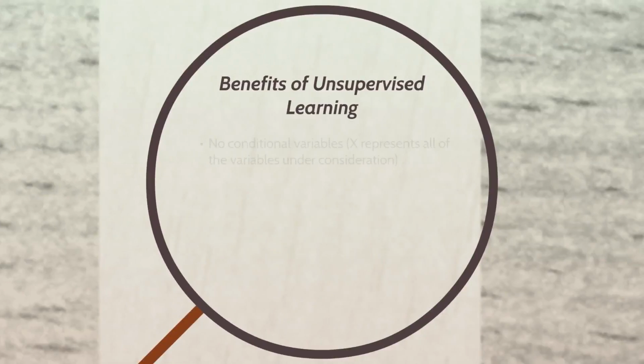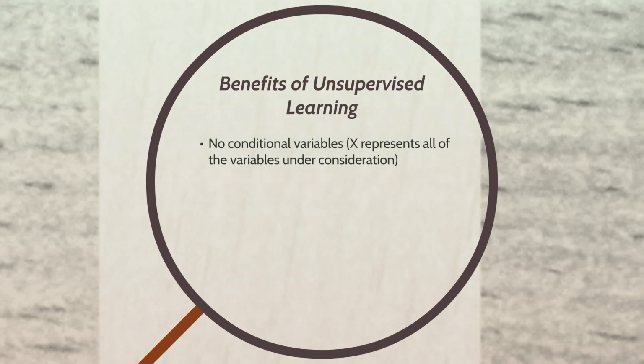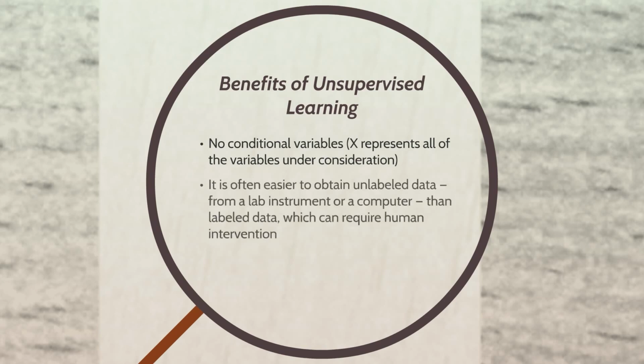But there are some benefits to unsupervised learning. There are no conditional variables. I mentioned in the first slide that there isn't really an X and Y, there's just X. And X represents all of the variables under consideration. Our inputs aren't dependent on an output. Our output isn't dependent on an input. We're only looking at one input variable and the relationship among itself, and it's not conditional on other variables. So that makes our problem simpler in a lot of cases.